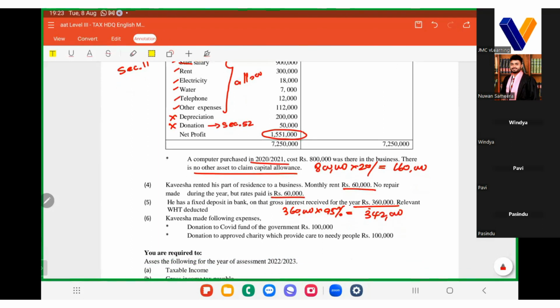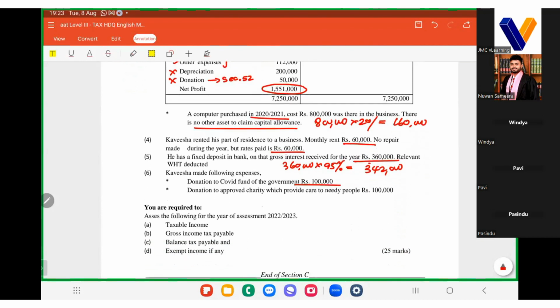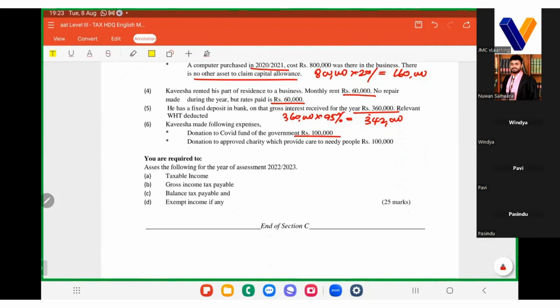Then Kavisha made the following expenses: a donation to the COVID fund of the government, 100,000. A donation to an approved charity which provides care to needy people, 100,000. That's a cash donation. We'll see the applicability of the donation under section 52 when we are doing that, right? You are supposed to calculate the following for the year of assessment 2022 and 2023: taxable income, gross income tax payable, balance tax payable, and the exempted income if any applicable.